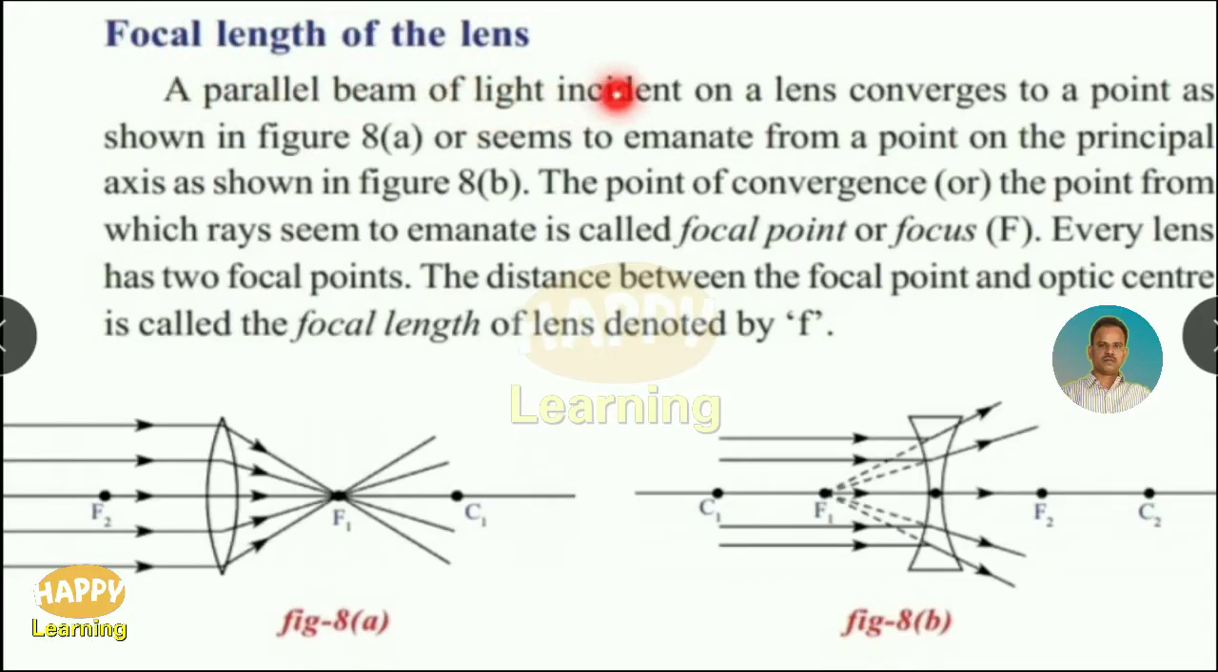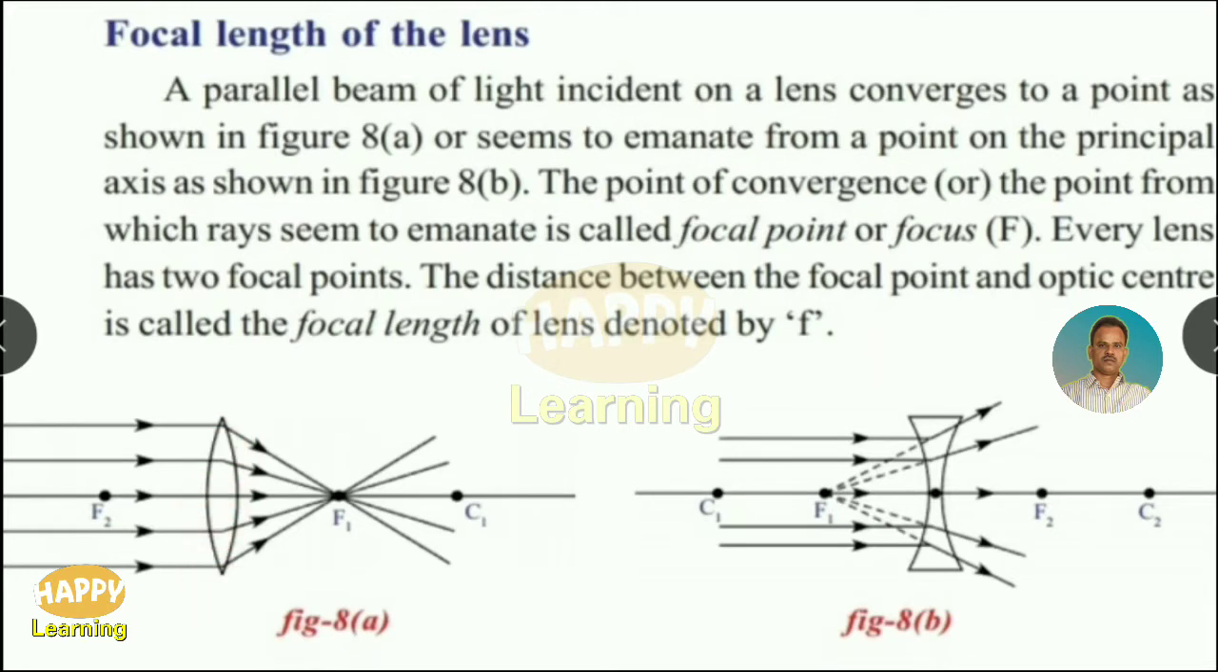A parallel beam of light incident on a lens converges to a point as shown in figure 8a. Here these are all parallel rays. They are all converged to a point. The point of convergence is called focal point or focus, and it is denoted by the letter capital F. Here it is. This is a biconvex lens.